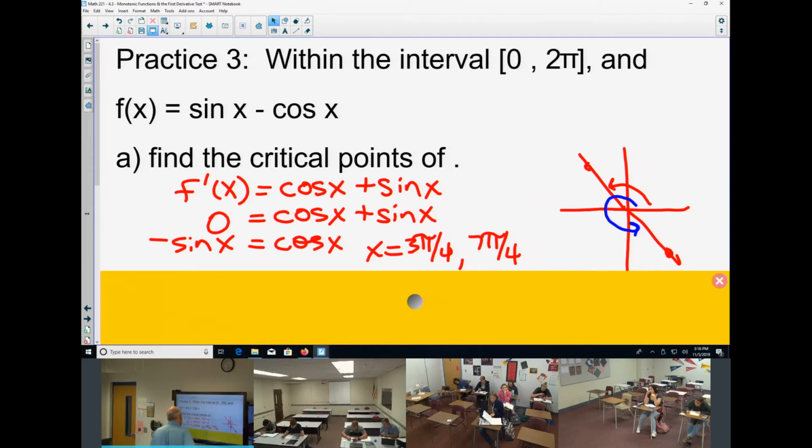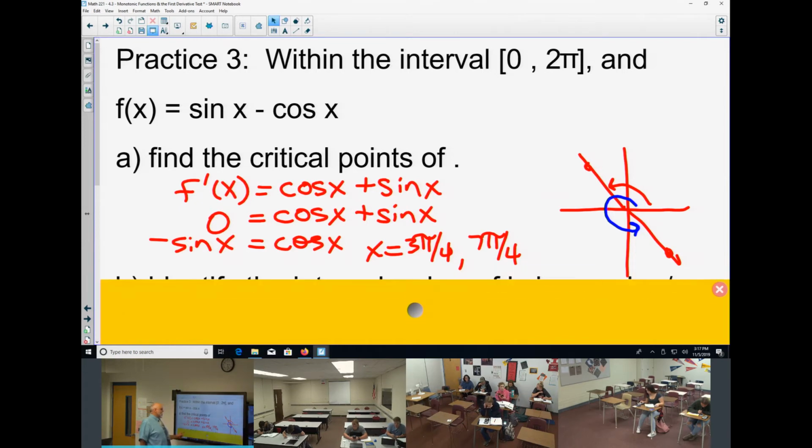Now, let's say that you didn't remember this or you didn't think to look at the unit circle. Whenever you're given any equation in this class and you don't remember how to solve it, put it in the calculator. Put the left side in for y1, the right side in for y2, and see where they intersect. Now, it won't give you the answer in terms of pi, but it'll give you the answer in terms of decimals. But you can deal with that. All right. So those are the critical points.